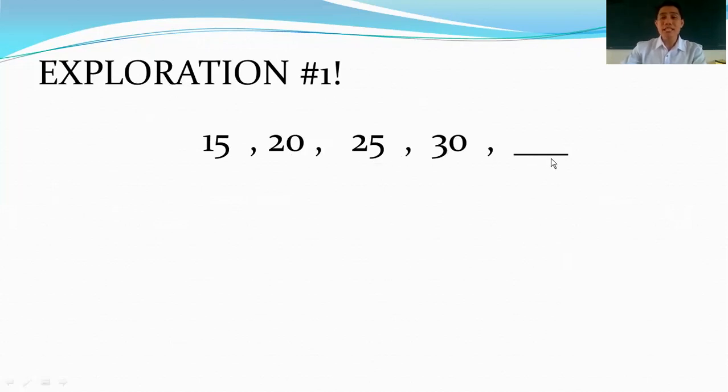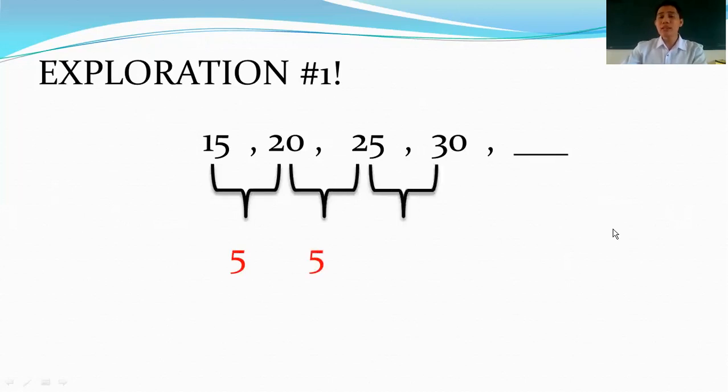What do you think is the next number? Upon analyzing, we add 5 to get the second. To get the third, we also add 5. To get the fourth, we need to add 5. And for the last number, following the pattern, we need to add 5. That's why the next number after 30 is 35.